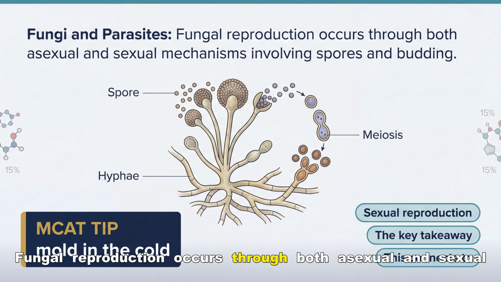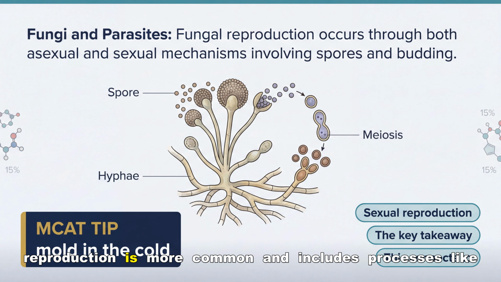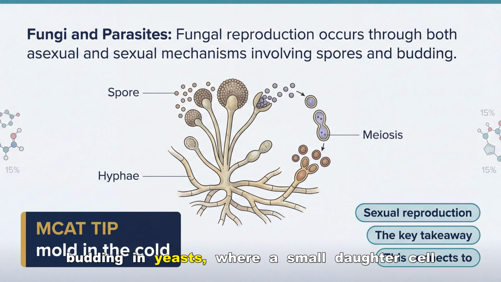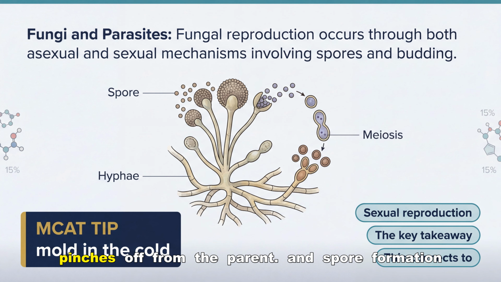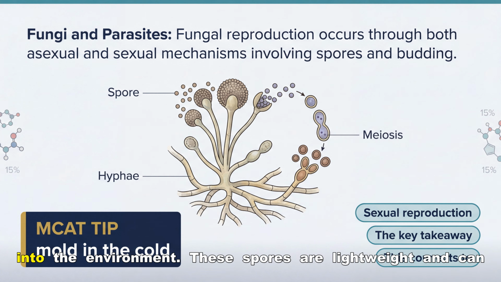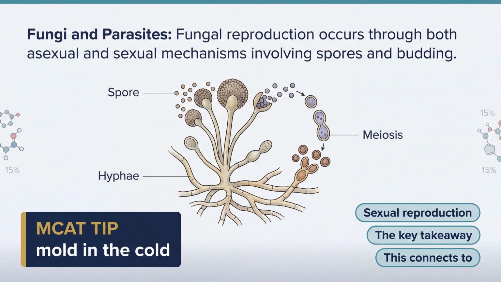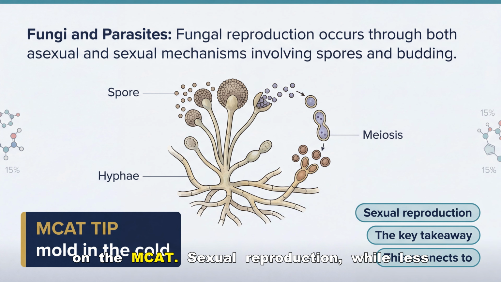Fungal reproduction occurs through both asexual and sexual mechanisms involving spores and budding. Asexual reproduction is more common and includes processes like budding in yeasts, where a small daughter cell pinches off from the parent, and spore formation in molds, where specialized structures release spores into the environment. These spores are lightweight and can travel through air, which explains why fungal infections are often acquired via inhalation, a concept frequently tested on the MCAT.